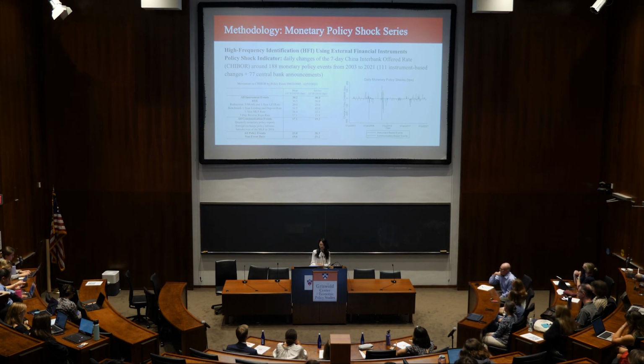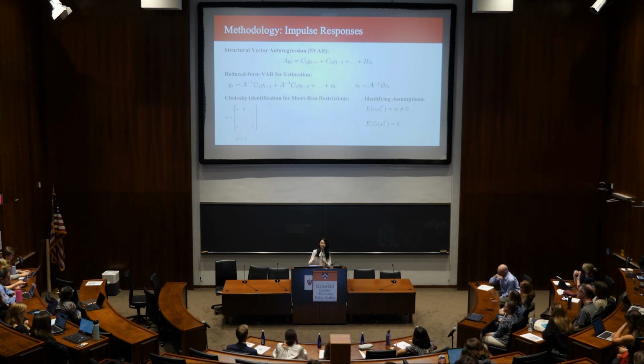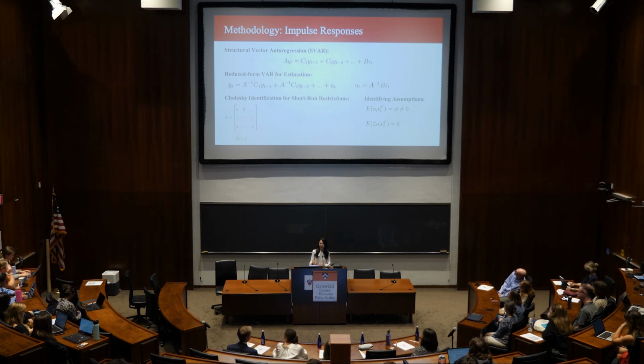bank announcements and communications. Now, after I constructed this shock series, I fed that into a structural vector autoregression system, which is a very popular method to study impulse responses of various macroeconomic outcomes in response to monetary policy shocks. So here, Y_t is essentially a vector of monetary policy shocks, macroeconomic covariates, and the outcome of interest. And then I regress it on lagged variables. And then I apply the right identification on the coefficient matrix to control for contemporaneous relationships between the variables.